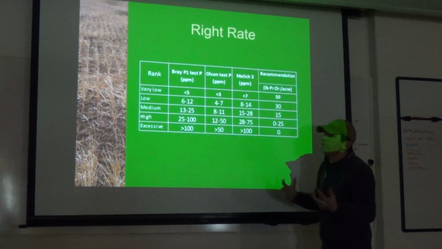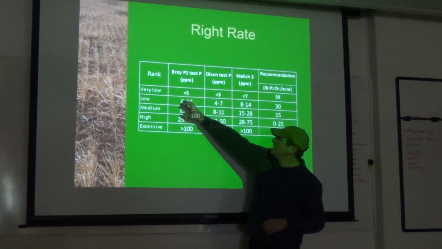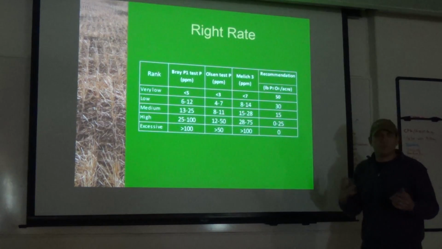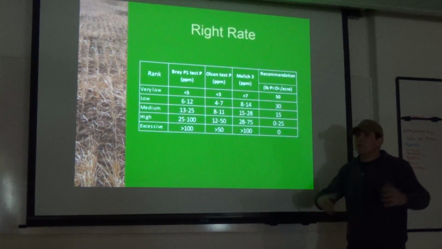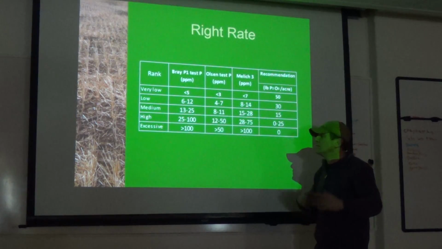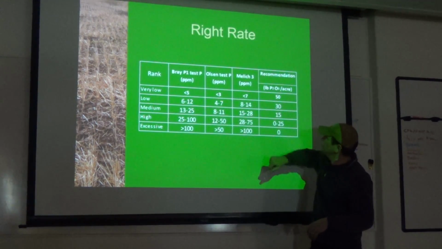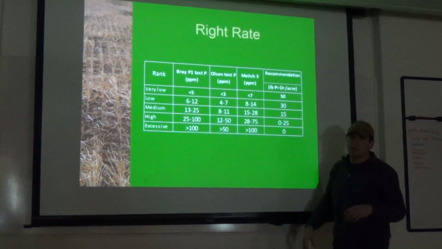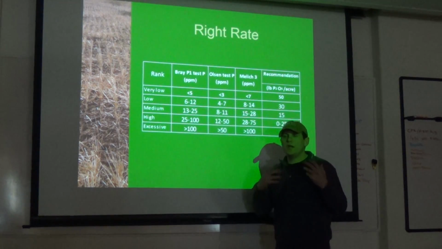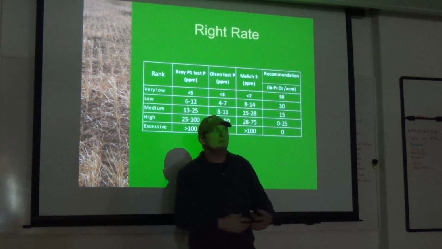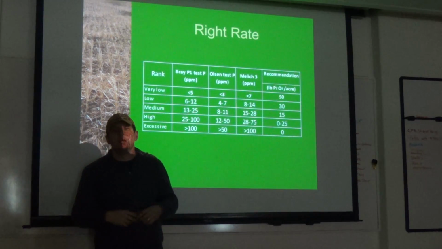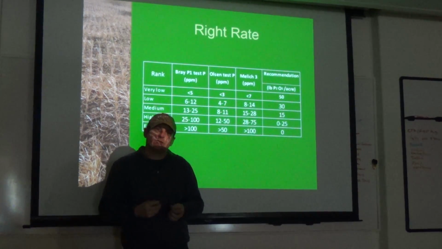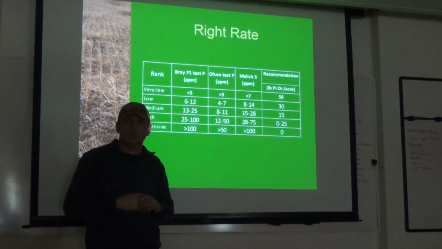But if that same 12 test came back from a Bray test, 6 to 12, we would need 30 pounds of P2O5 added to the system. Very different amounts of phosphorus, very different results. And then if we use Mehlich 3, we're somewhere in the middle, so we might need a little bit more than 30. So you can see with these tests, we have to know what tests we're reading to be able to interpret them correctly. So when you go and look at soil test results for phosphorus, make sure you understand what test was being conducted.